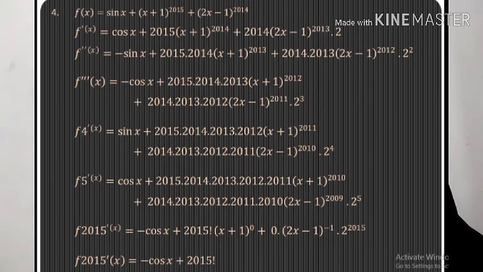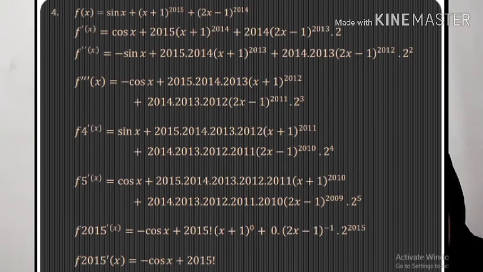And also for the second derivative, the derivative of cosine x is equal to negative sine x, plus the derivative of 2015 times (x plus 1) to the 2014. We get 2014 times 2015 times (x plus 1) to the 2013, plus 2014 times 2013 times (2x minus 1) to the 2012 times 2 squared, and so on.